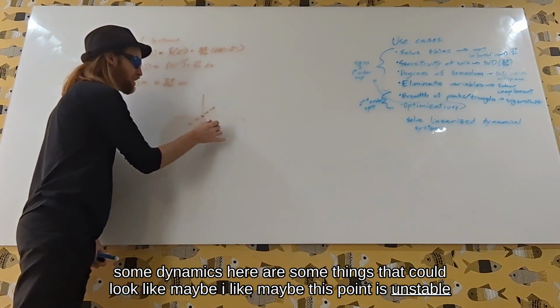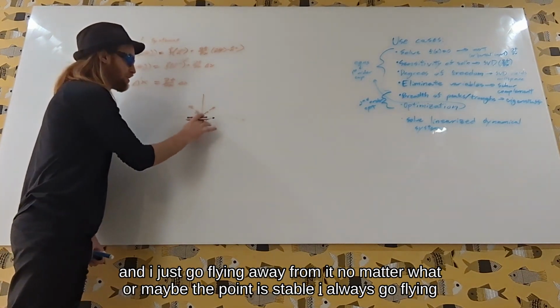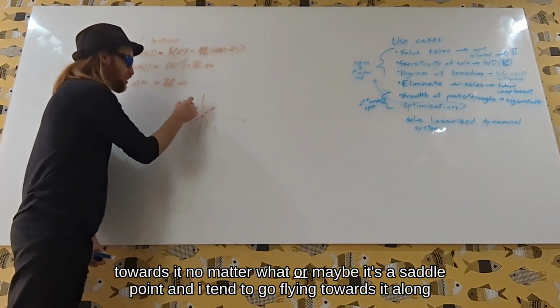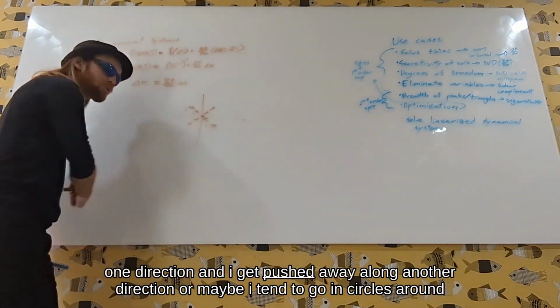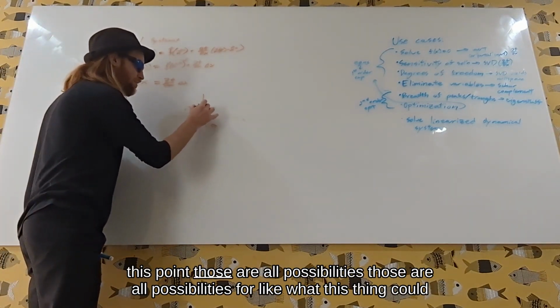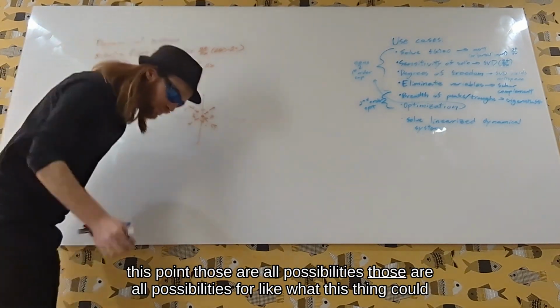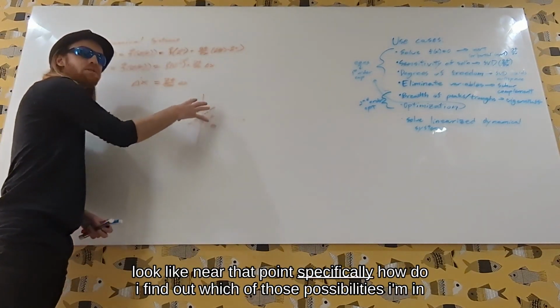Maybe this point is unstable, and I just go flying away from it, no matter what. Or maybe the point is stable, and I always go flying towards it, no matter what. Or maybe it's a saddle point, and I tend to go flying towards it along one direction, and then get pushed away along another direction. Or maybe I tend to go in circles around this point. Those are all possibilities for what this thing could look like near that point specifically.